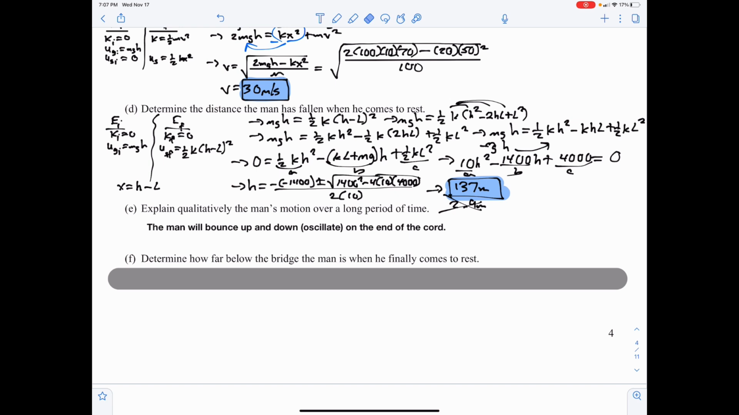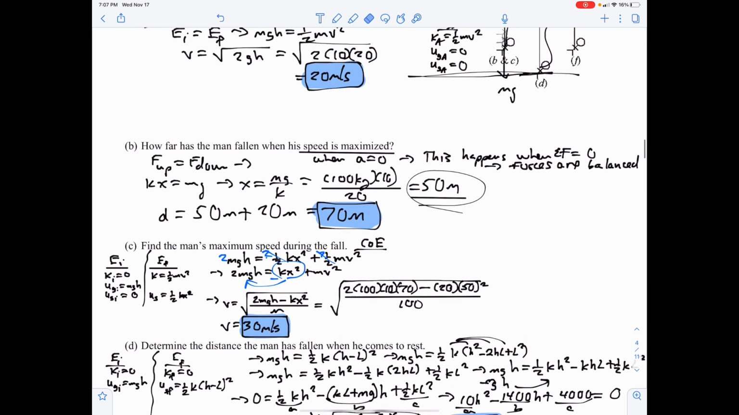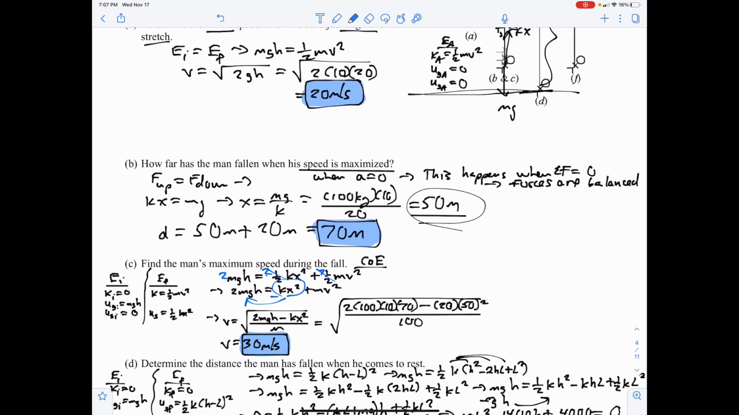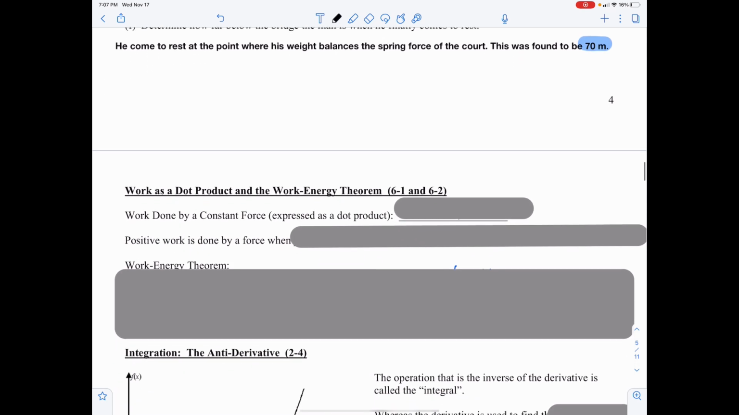Part F, determine how far below the bridge the man is when he finally comes to rest. Well, he comes to rest at a point where his weight balances the spring force, so that was the point that we actually found right here where you're not accelerating. Originally we were moving through that point with maximum speed, but over time when the oscillation stops and he comes to rest, he will come to rest at 70 meters below where he started from.